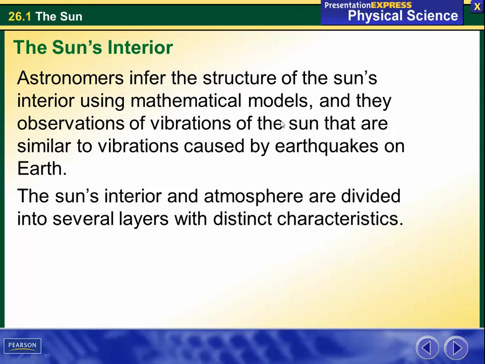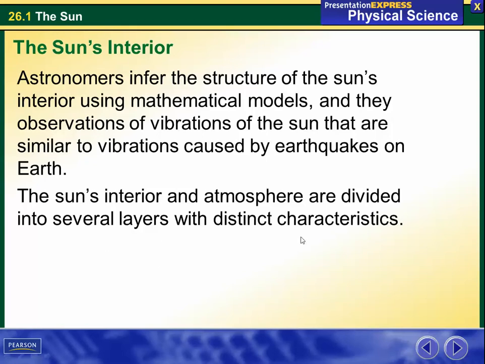Using mathematical models and the observations of vibrations of the sun that are similar to vibrations caused by earthquakes on Earth. So there's different things going on within the sun, different movements, vibrations that would similarly be compared to earthquakes on Earth, that can give us an idea of how things travel in the sun. So, how quickly some type of vibration can move through the sun will tell us maybe how dense something is, how big that area is. Again, we do similar things to the structure of Earth as well.